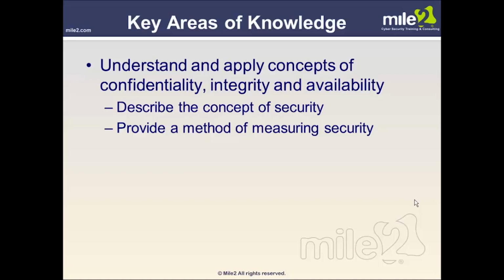The first within this domain is to understand and apply the concepts of confidentiality, integrity, and availability. These three core terms have been used for over 40 years to describe what is information security, to give security a way that it can be measured, a way that it can be assessed, to ensure that security is delivering on a defined set of objectives.